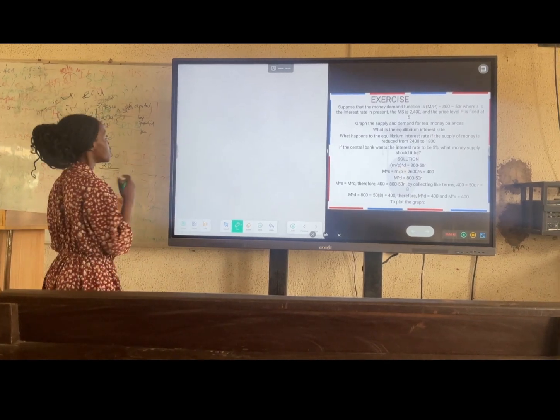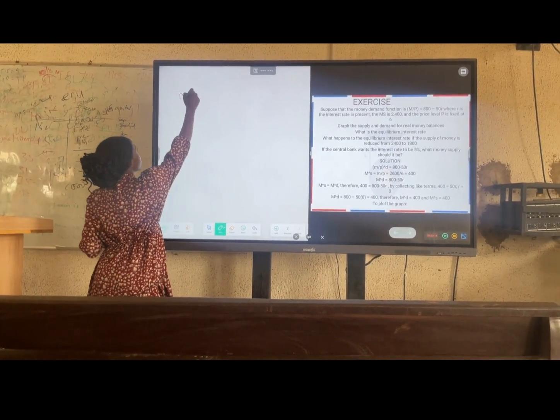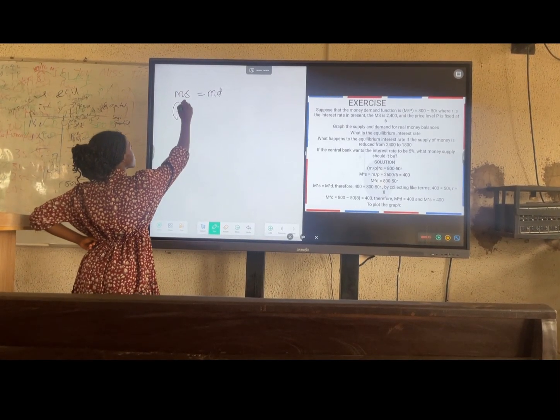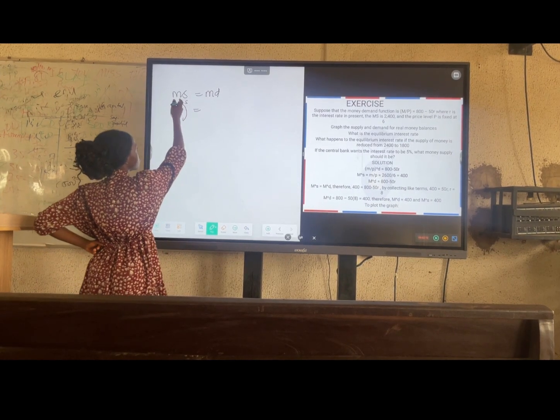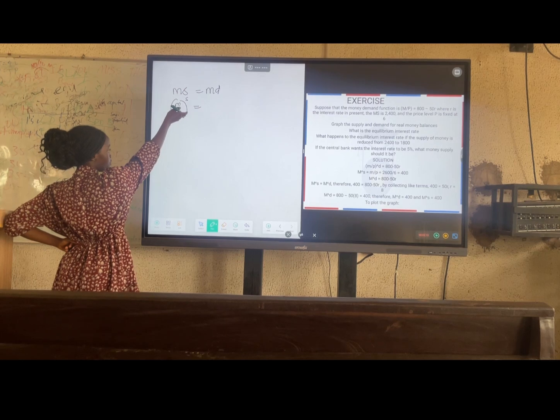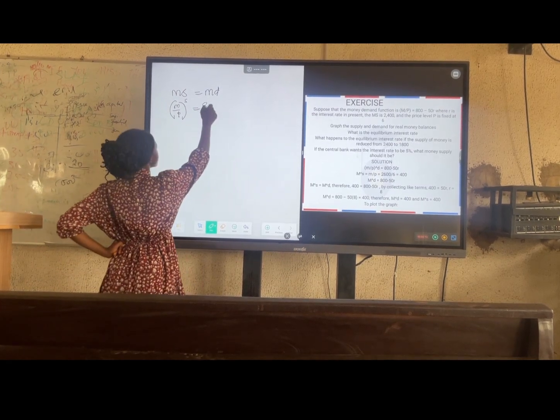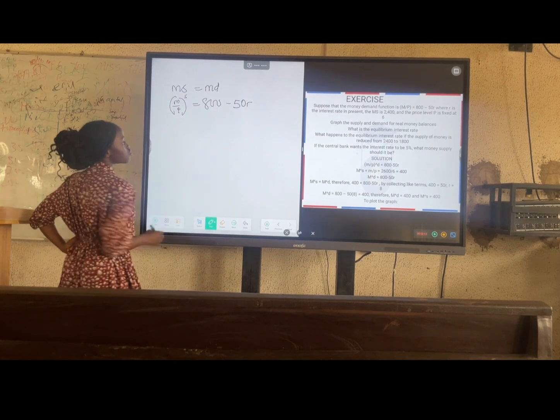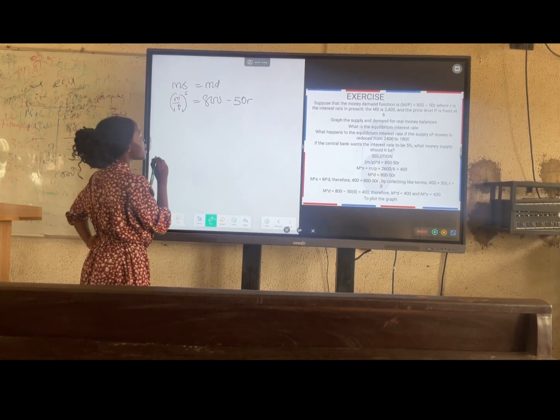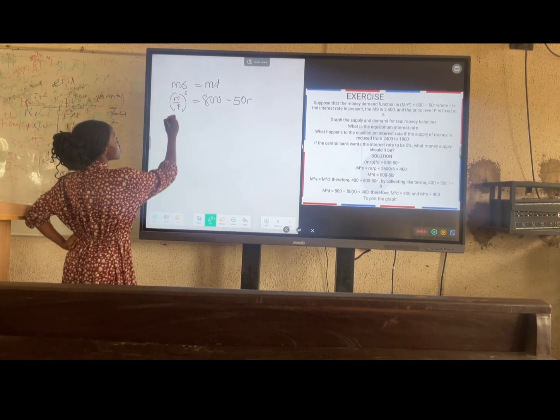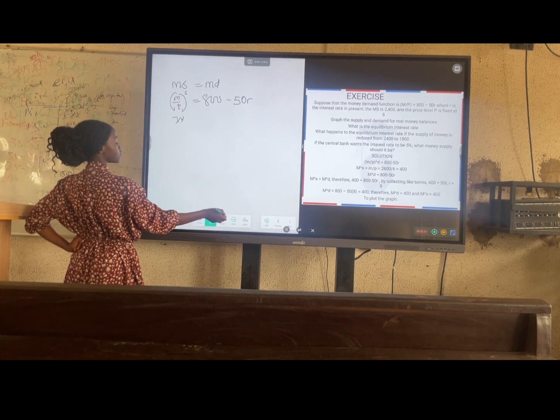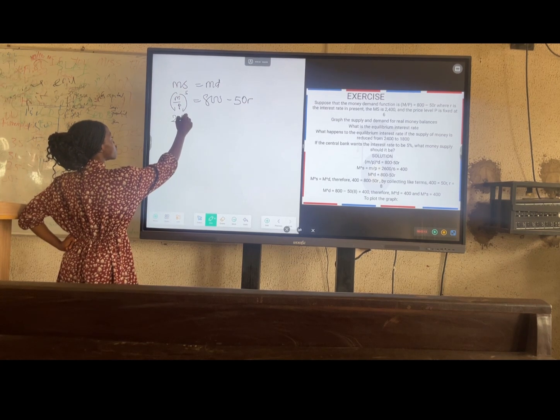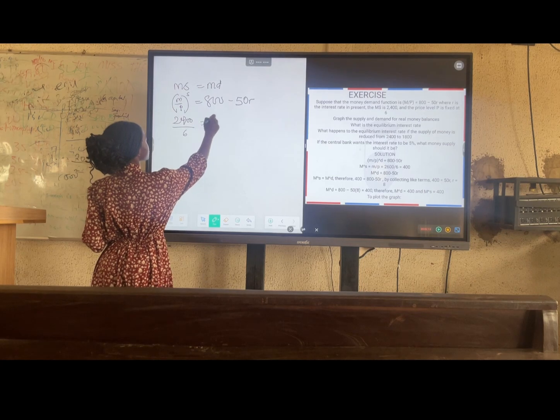So to get this, we're going to be equating money demand and money supply. Money supply over price level equals the money demand equation, 800 minus 50R. So we have our money supply to be 2.4, and then our price to be 6. So we have 2.4 over 6.